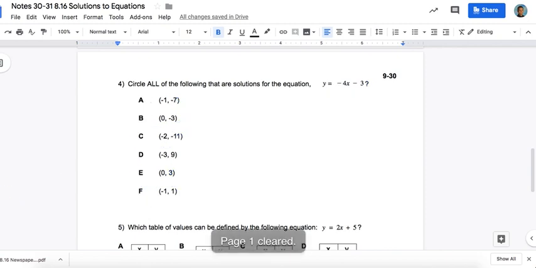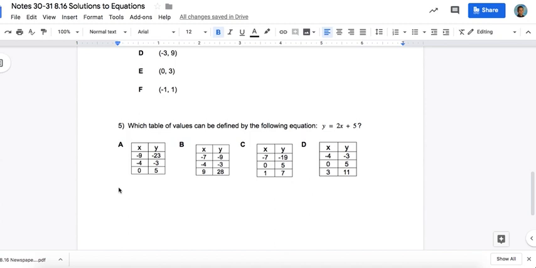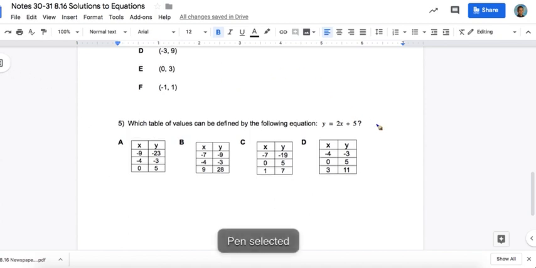Okay, and our last one, sometimes you might have to pick out a table that matches an equation, and you do it the same way we did with the ordered pairs. So once again, here is my rule. I'm going to do 2 times my x, which is referred to as input. So we're going to do 2 times negative 9, which is negative 18, and negative 18 plus 5 is negative 13. So that does not work. As soon as I get one that doesn't work, it's done. But I have to make sure I'm plugging it in correctly.